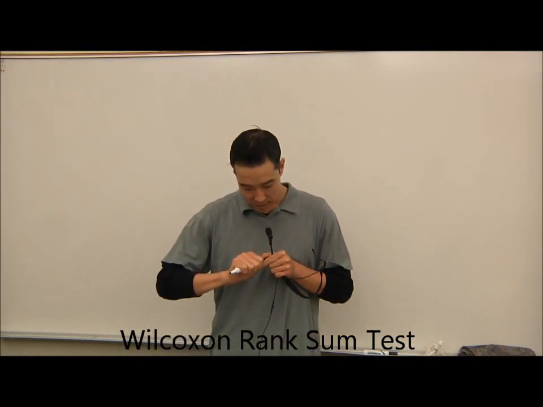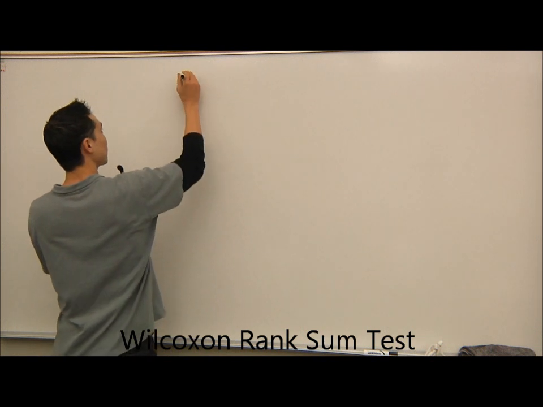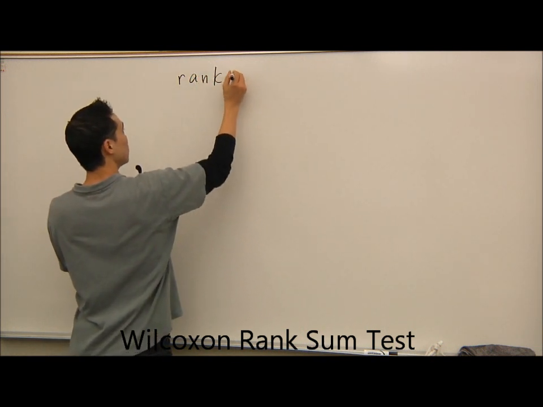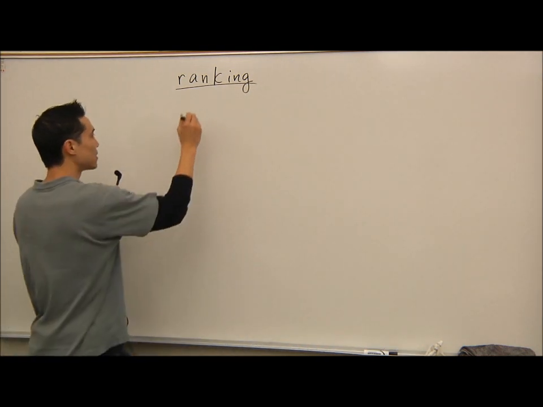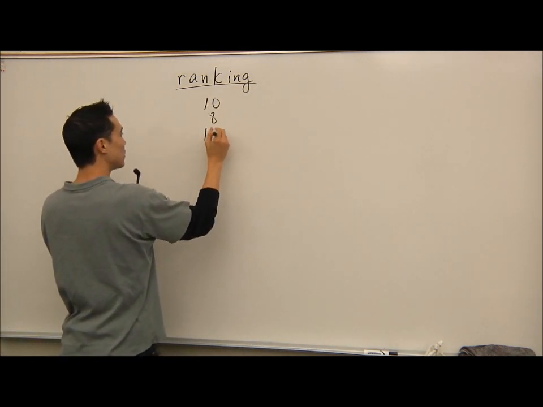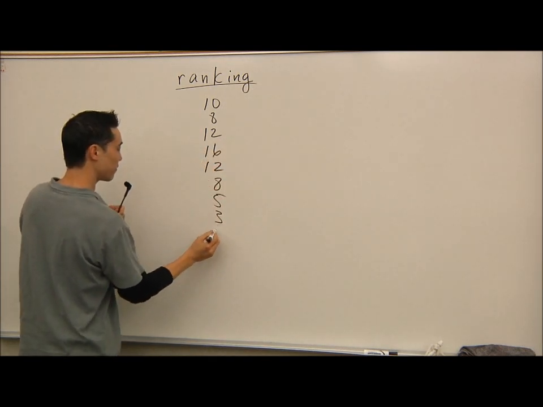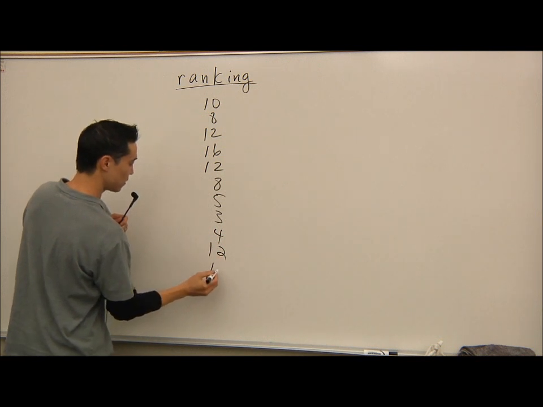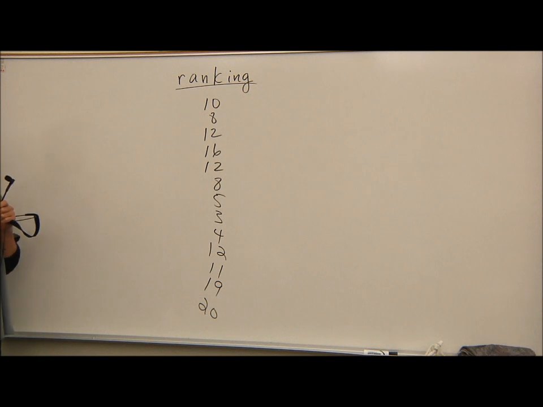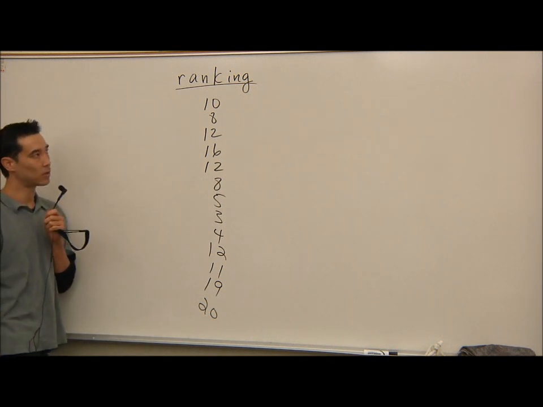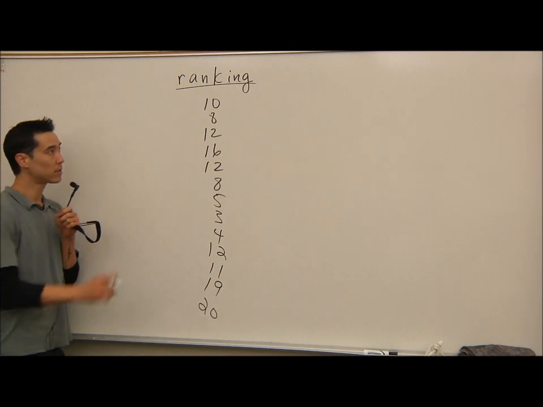Okay, so before we start this test, we want to take a look at just ranking. So let me give you some numbers. Let's say 10, 8, 12, 16, 12, 8, 5, 3, 4, 12, 11, 19, 20. Okay? So let's say this is our sample of numbers, and we're asked to rank these numbers, right? So first let's see how many we have.